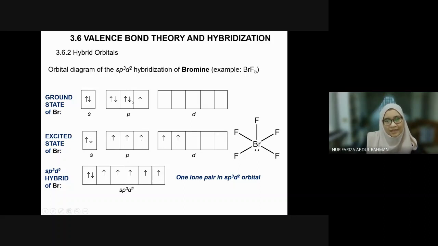We excite the electrons, but don't excite everything. When you see a lone pair, please bear in mind and be careful. It means that for the hybrid orbitals, there should be 1 filled orbital, which will represent the lone pair. So don't excite everything. We only excite 2 here.